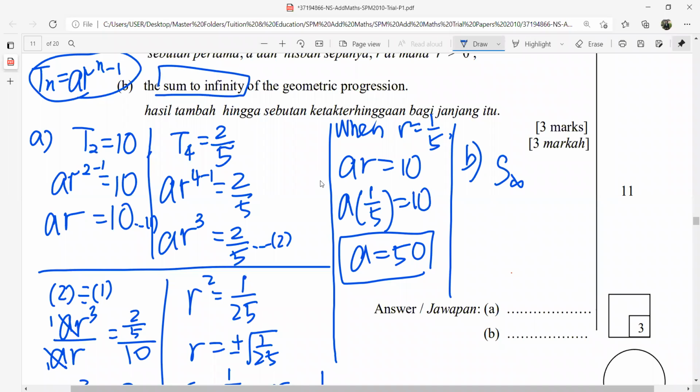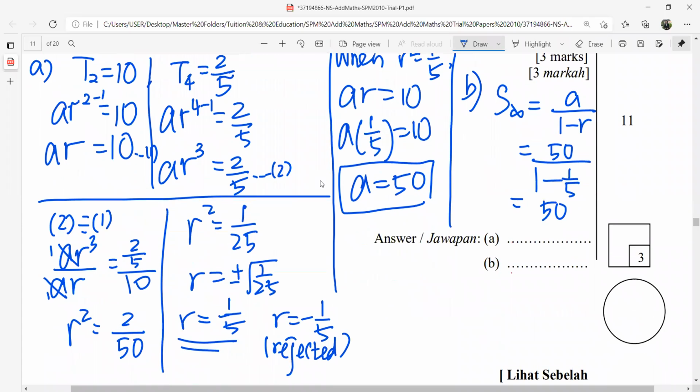And sum to infinity. Question B, use the formula. This is 3 marks, 1 mark for substituting A is 50 and R is 1/5. Can I ask you, what is your answer? 50 over 4/5. You got brain or no brain? No brain, use calculator. Got brain, use brain. Okay, what is your answer? 62.5. Class, correct or not? Yes, very good, Sri. Aziz, correct also. Yi Cheng also correct. The others didn't get it correct.